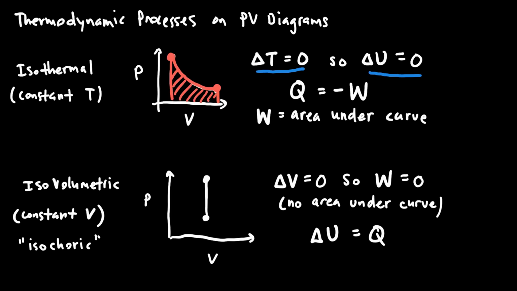The next process is an isovolumetric or isochoric, and I think isochoric is probably more popular than isovolumetric, is a constant volume process, in which case we go from one pressure to another without changing volume. In this case, the volume is constant, which means that there's no work being done. And that's pretty evident because there's no area under this curve. It's just a vertical line, so there's no area underneath that.